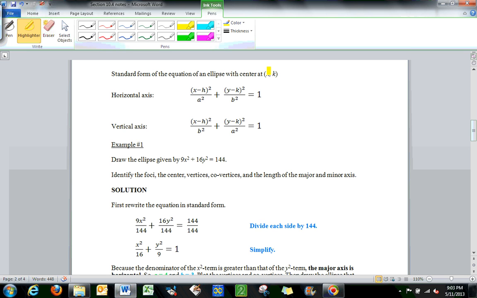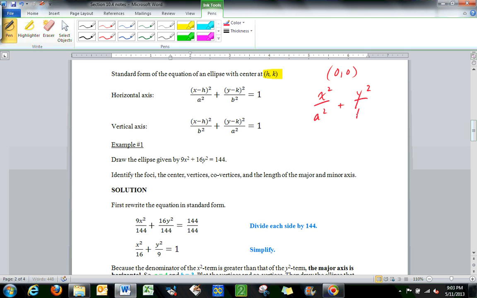If you recall back in circles, we could also have a center point at h and k, and of course that would shift the ellipse, or the circle, or any figure that we're working with, left and right and up and down, based off of whether it's inside of parentheses or outside of parentheses. Keep in mind that if it's 0, 0, then it's just x squared over a squared plus y squared over b squared, and we're always going to try to make it equal to 1. And of course, if we're dealing with a vertical axis, the a squared and the b squared will change places.